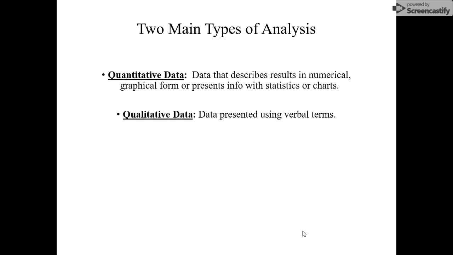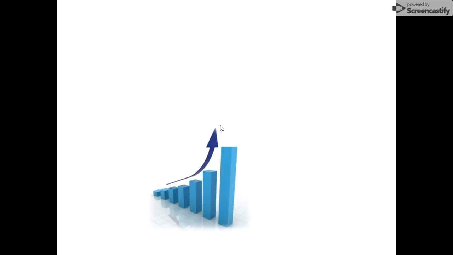They could either talk about the quantitative. This is data that's described in numerical graphs, forms, or presented in charts. Or you could do qualitative. And this is data that's usually presented in verbal terms, describes the people, or just is more descriptive of the data that they found. The qualitative or the quantitative is going to explain the numbers portion.